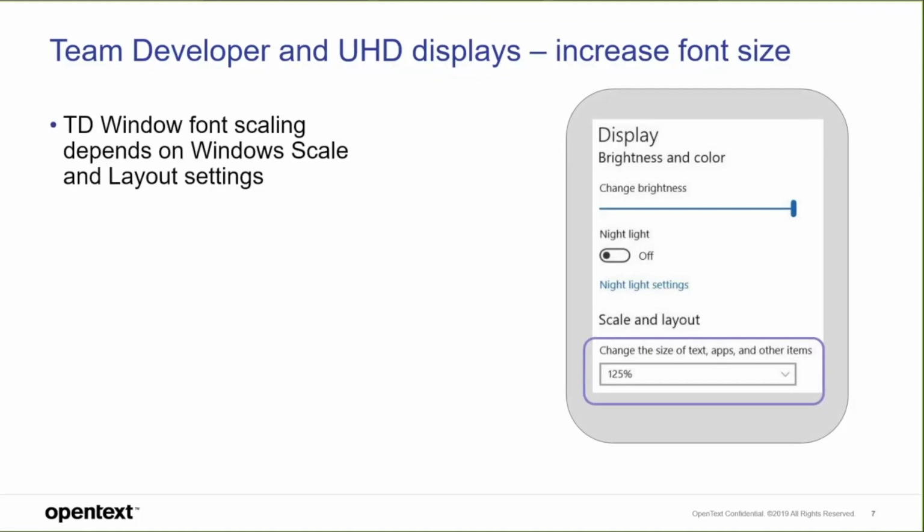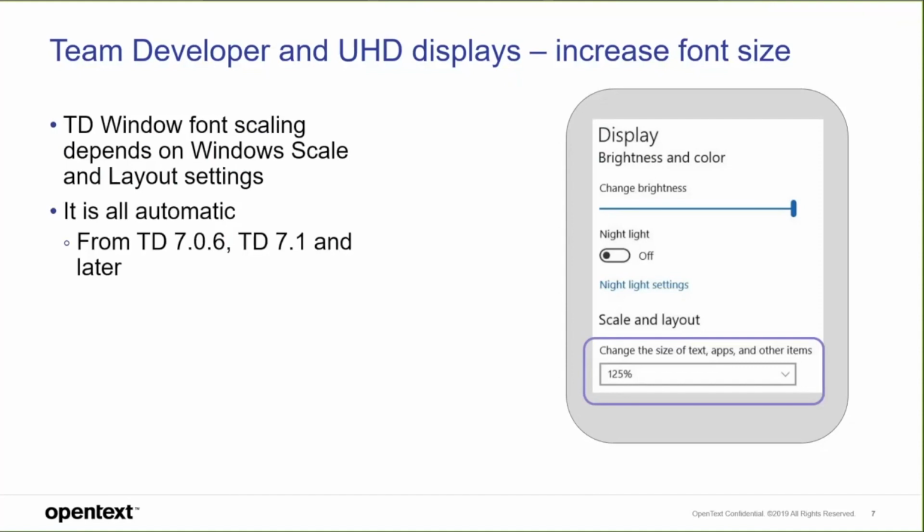So if you want for Outlook to have the font display larger, then you would need to change the scale and layout settings in the window setting, and the same is true for Team Developer. And now in Team Developer, this is all automatic. We fully support that beginning with these versions, TD 7.0.6, 7.1 and later.